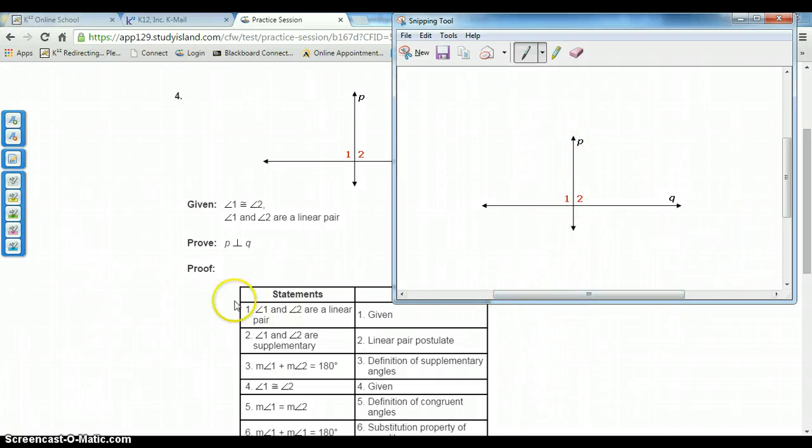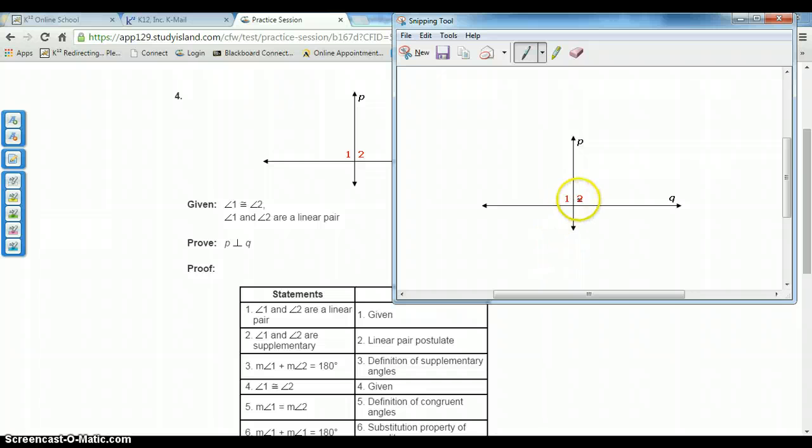So angles are a linear pair, that's given. Angles 1 and 2 are supplementary because that's the linear pair postulate. When you have a linear pair, they're supplementary. That means that the measure of angle 1 and the measure of angle 2 add up to 180 degrees. That's the definition of a supplementary angle.